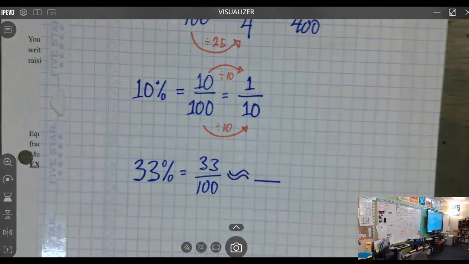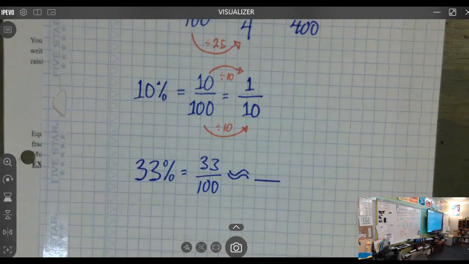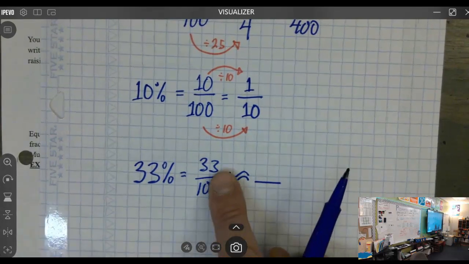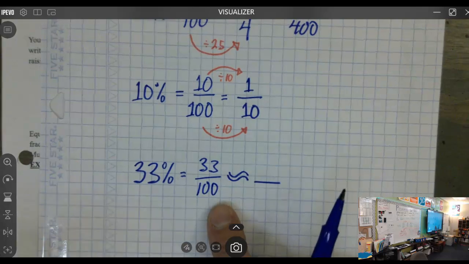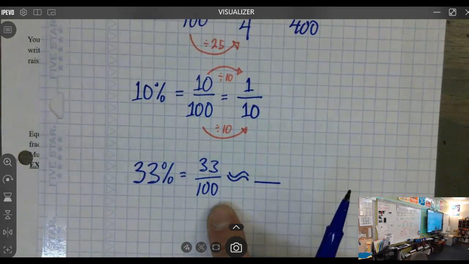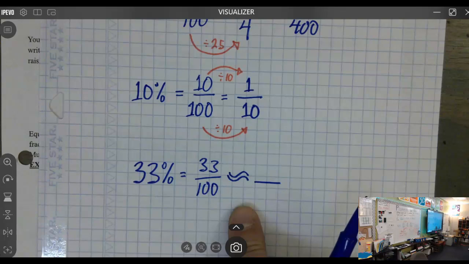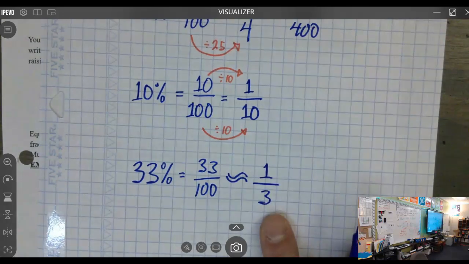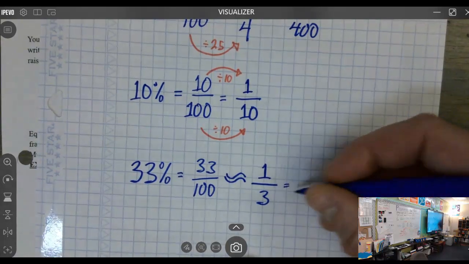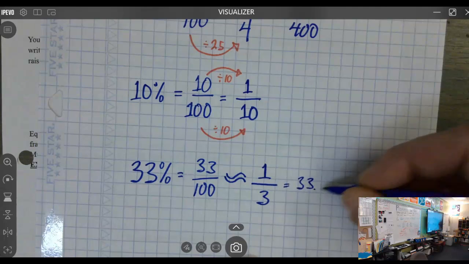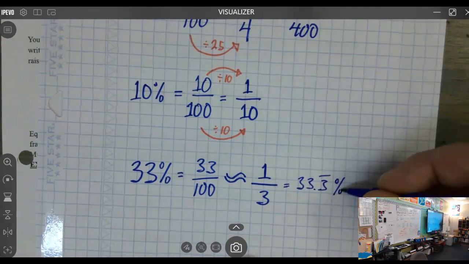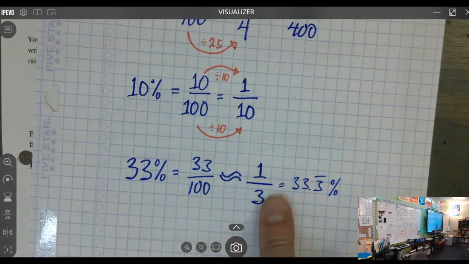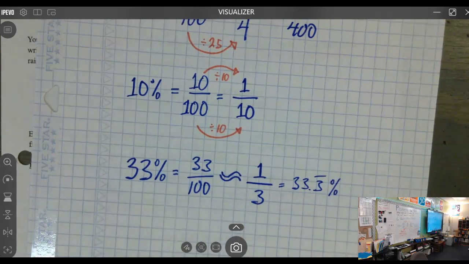So squiggly equal sign, right? What does that mean? 33%. If you had 33 out of 100, approximately what fraction of your ducks are we talking about? A third. Now that's not exact, but it's very, very close. Because technically, if you want to know, it's 33.3 repeating forever %. But if we're talking about a third of something, it's approximately 33%.